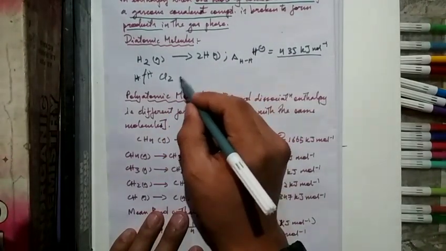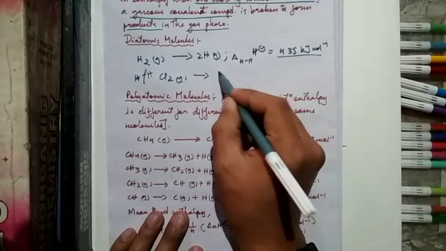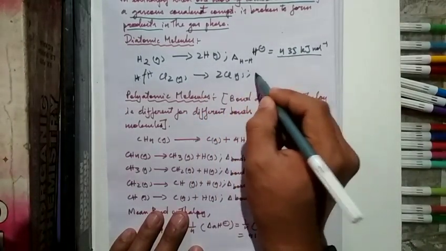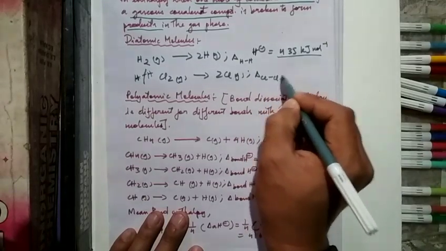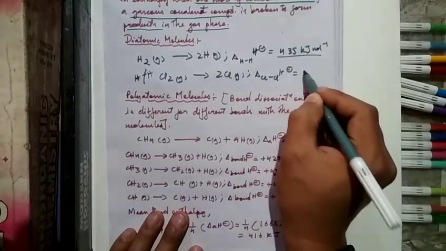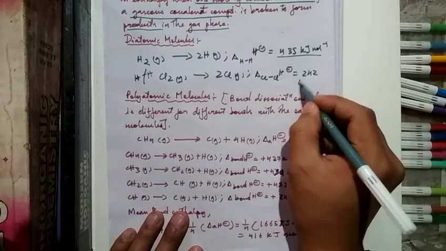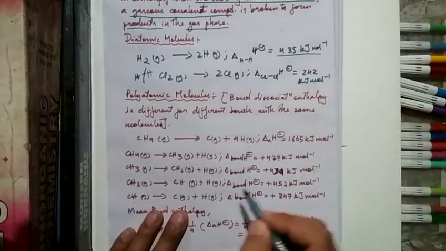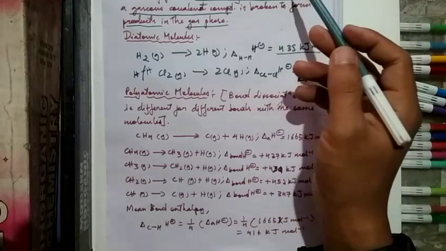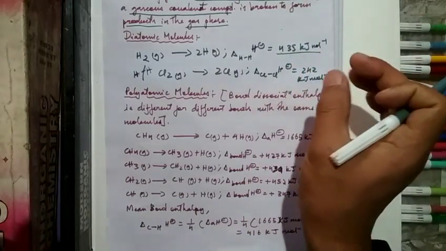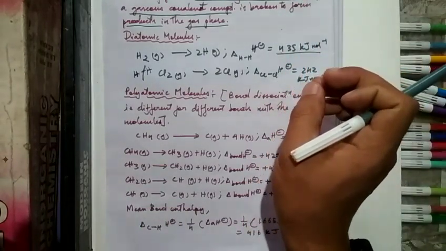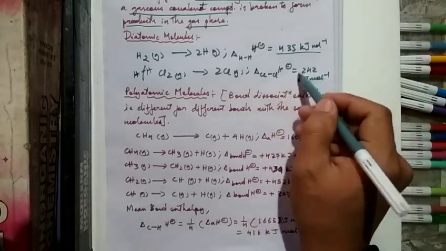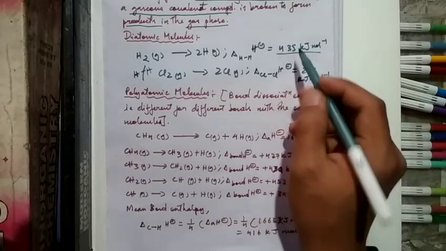Chlorine gas gives chlorine atoms. The bond dissociation enthalpy here is 242 kilojoule per mole. Like we discussed earlier, when a bond breaks, heat is absorbed, that means it is endothermic. So these are in positive sign.